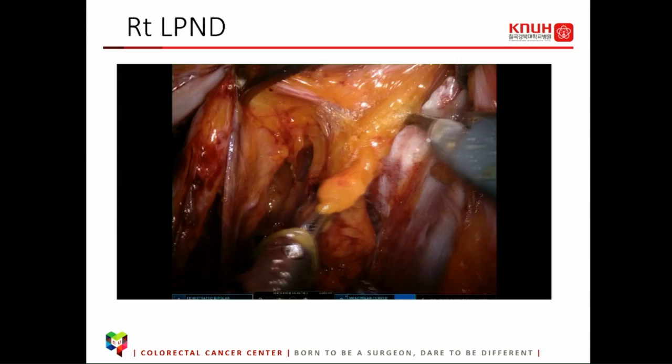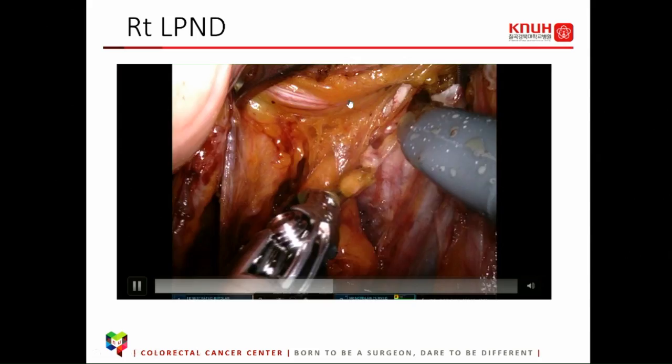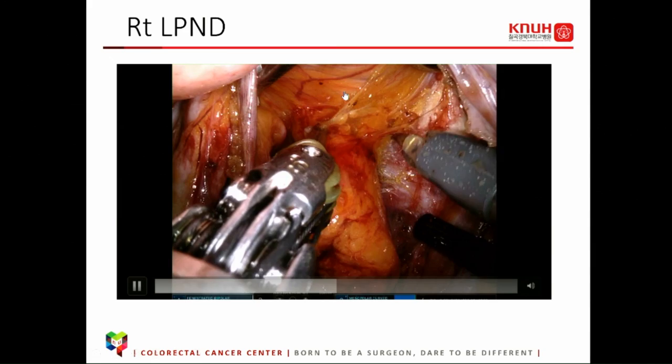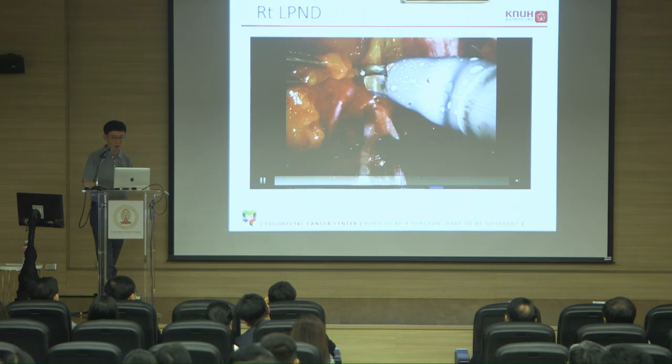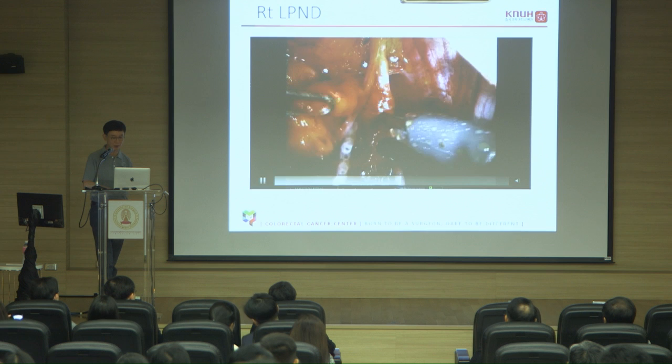And this is the roof of the lateral pelvic node. This is the urinary bladder. We dissect and remove. See, this is the obturator canal. It's going into the obturator canal. The obturator nerve is here. The obturator artery and vein are traversing parallel to the nerve.